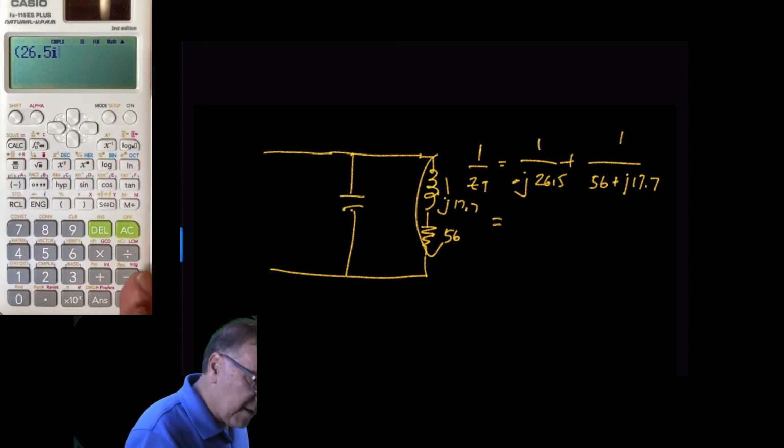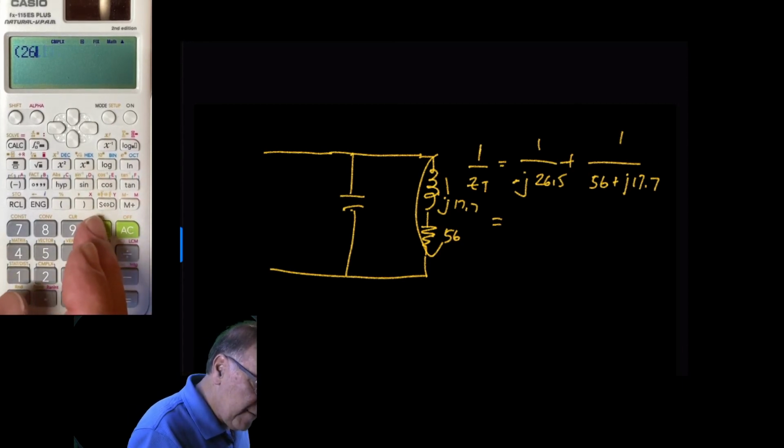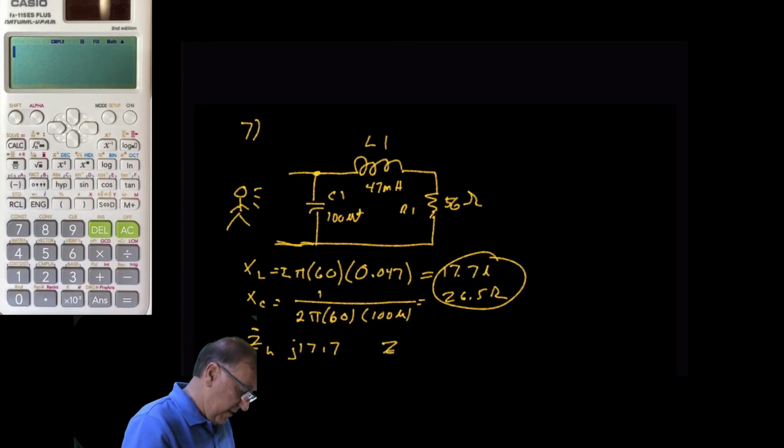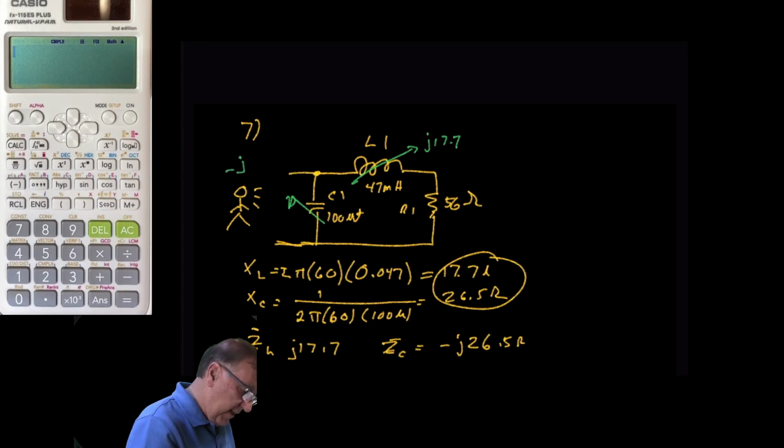I'm sorry, that's minus 26.5. Let's back up here. The impedance of the capacitor would be minus j26.5 ohms. So now we can replace L1 with j17.7, and C1 becomes minus j26.5.